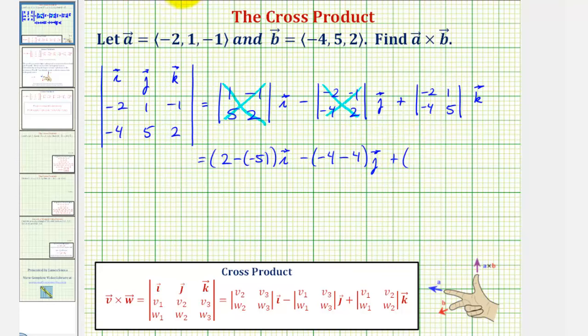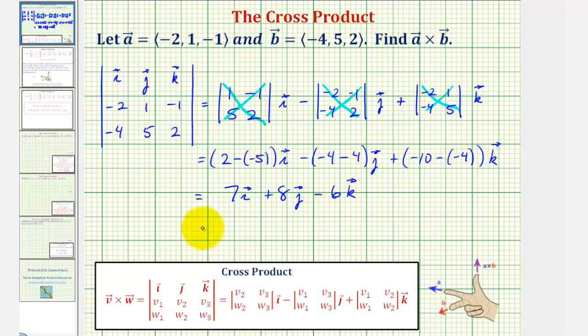plus, here we'll have -2 times 5 minus 1 times -4. Well, -2 times 5 is -10, minus 1 times -4 is -4, times a unit vector k. Simplifying, here we have 2 plus 5, that's 7i. Here we'll have minus negative 8, that's plus 8j. And then finally here we have plus, this would be negative 10 plus 4, so that's plus negative 6k, or just minus 6k.